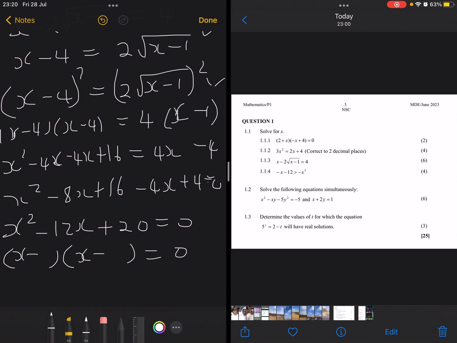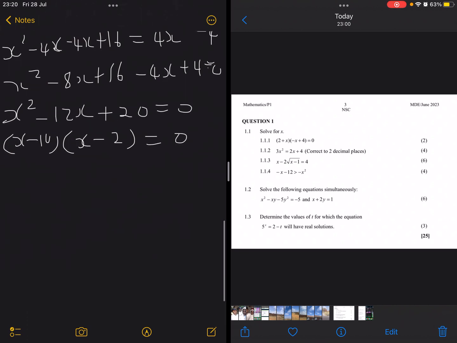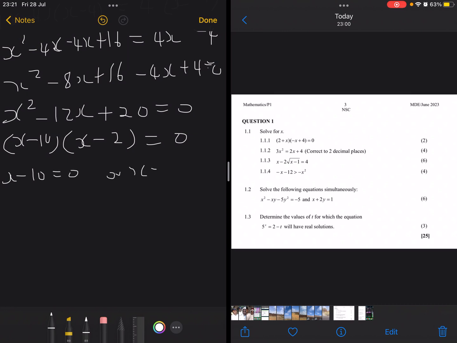Now what factors of 20 will give us 12? That's 2 and 10. So it's a minus 10 and a minus 2. And next up, we simplify. Following the zero law, that a times b is equal to 0 if a is equal to 0 or b is equal to 0. So with us, this is x minus 10 is equal to 0 or x minus 2 is equal to 0. And this is x is equal to 10 or x is equal to 2.